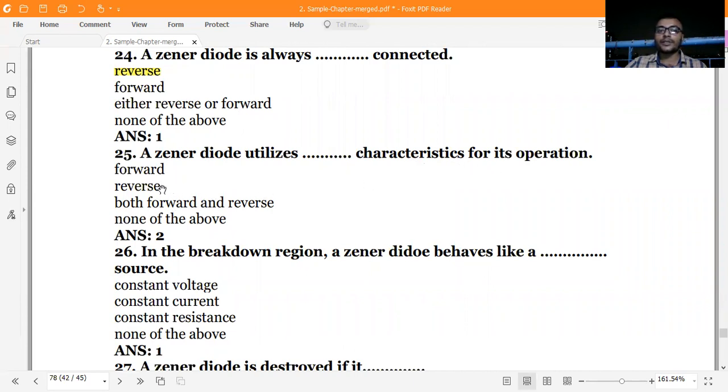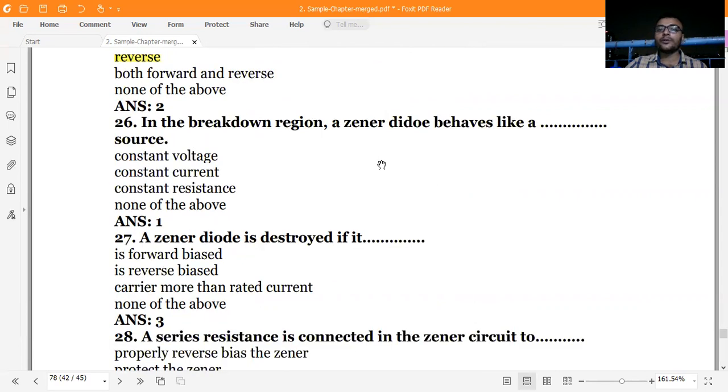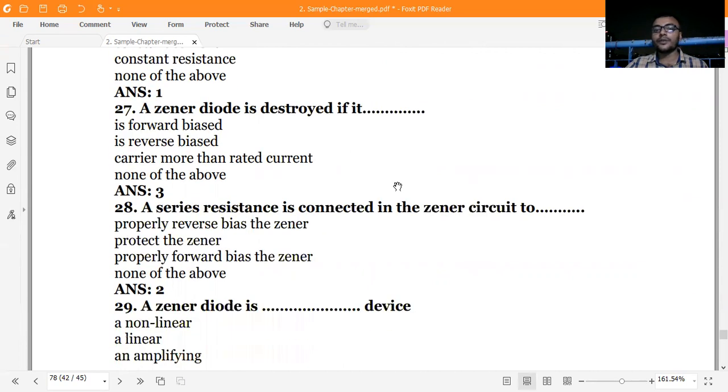Then we can say that in the reverse breakdown region, the Zener diode behaves like a constant voltage source. Always, this is a very important question we have to take care of. It works as a constant voltage source.